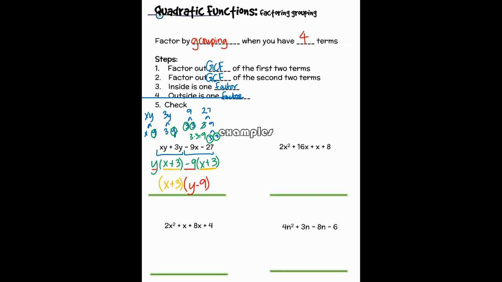Okay, let's look at another example. Let's group these 2 and group these 2. Find the greatest common factor, okay? The greatest common factor between 2 and 16 is going to be 2. And look at the variables. Each term has at least one x as a variable, so we can pull that x out. So 2x squared divided by 2x, that's an x on the inside, plus 16x divided by 2x is 8.